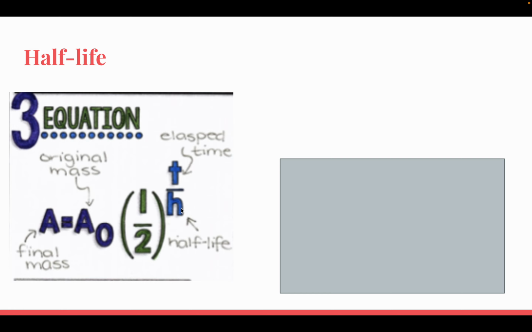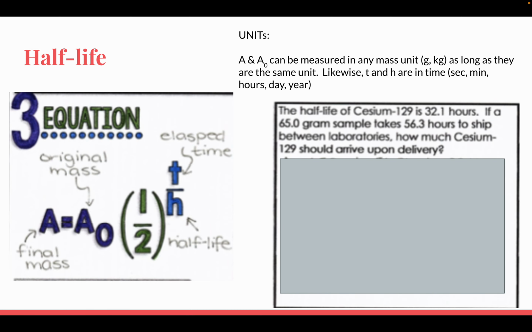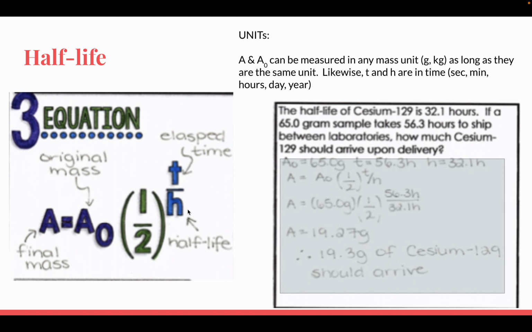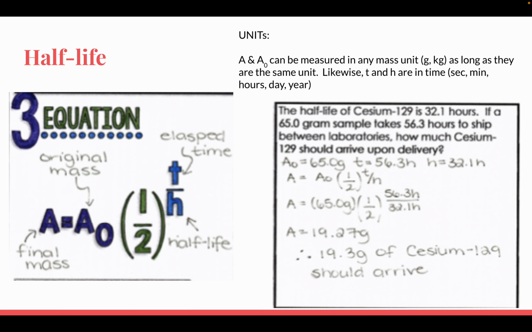So let's say we have the half-life of cesium-129. We have a 65-gram sample. It's going to take 56.3 hours to ship between laboratories. How much cesium-129 would be delivered? So we have the original mass, 65, times 1/2, raised to 56.3 divided by 32.1. And you should have something that looks like that.